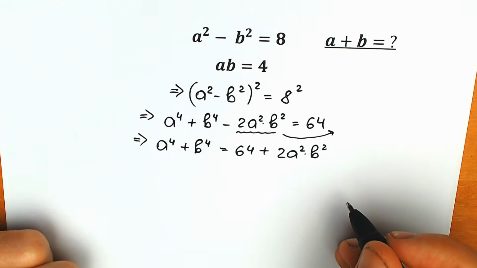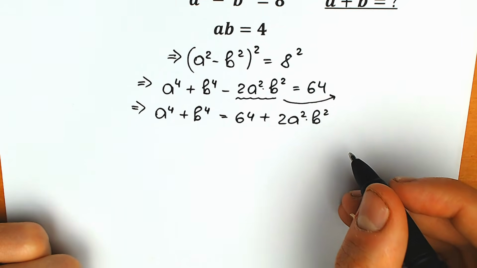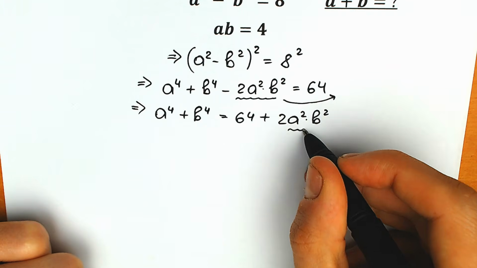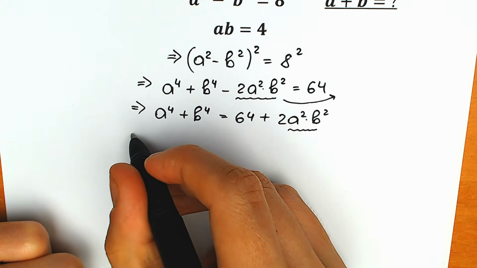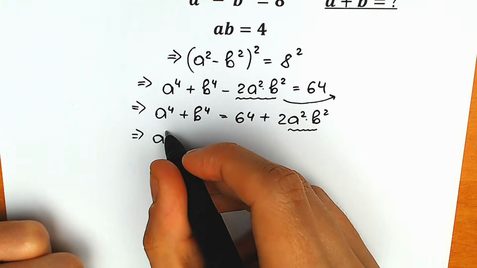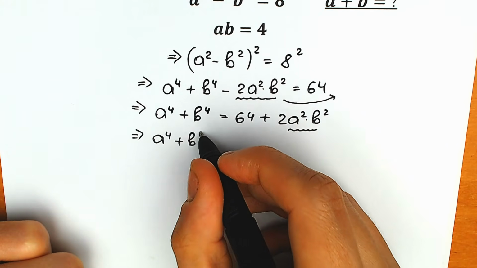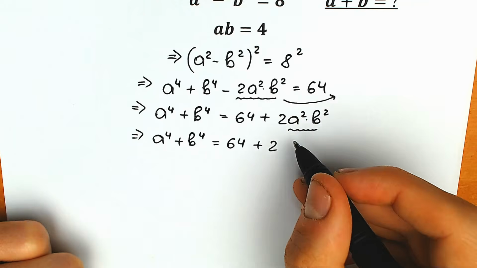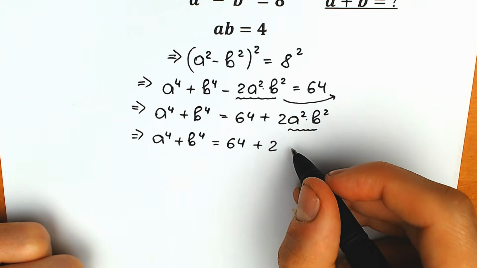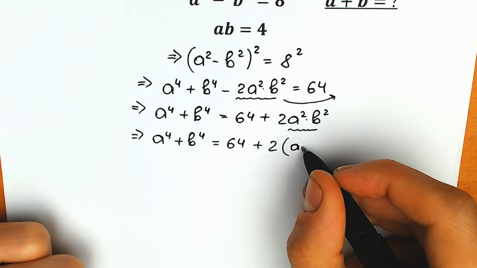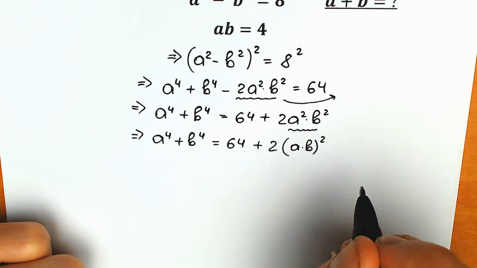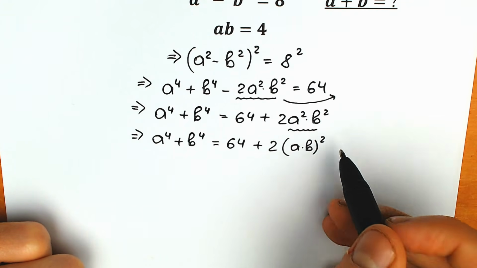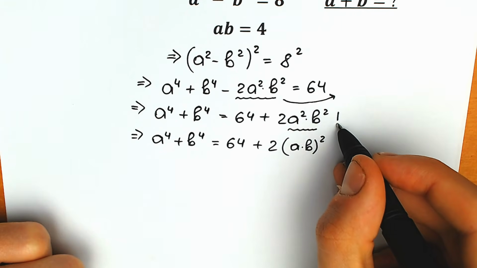Okay, I hope you understand it. This is our first step. What are we going to do next? Right here, we can write it in terms of a property. We can write this expression as a times b to the power 2. So we have a to the power 4 plus b to the power 4 equal to 64 plus 2 times (a times b) to the power 2, sorry, yeah, we have square, because then we will raise a to the power 2 and b to the power 2 according to a property. Okay, this is our property.